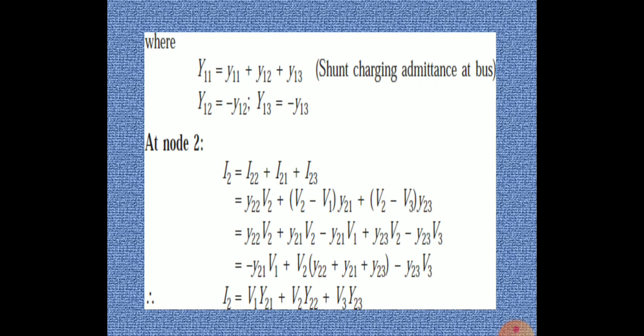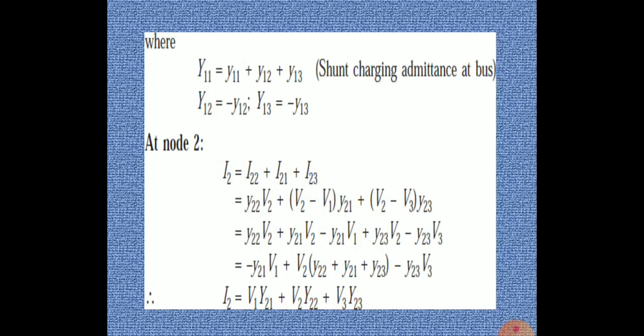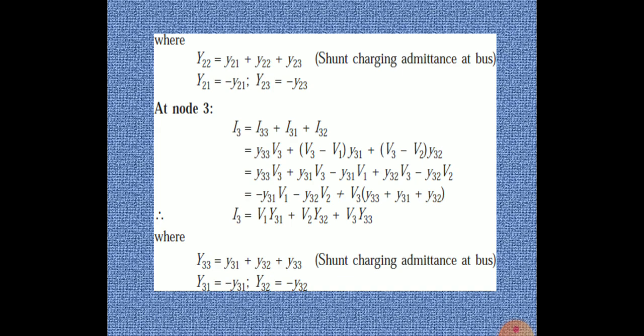Next, the same thing for node 2. We have to repeat the same process. We will get the final current I2 as I2 is equal to V1 Y21 plus V2 Y22 plus V3 Y23. Here capital Y22 is equal to small y21 plus small y22 plus small y23, capital Y21 is equal to minus of small y21, and capital Y23 is equal to minus of small y23.